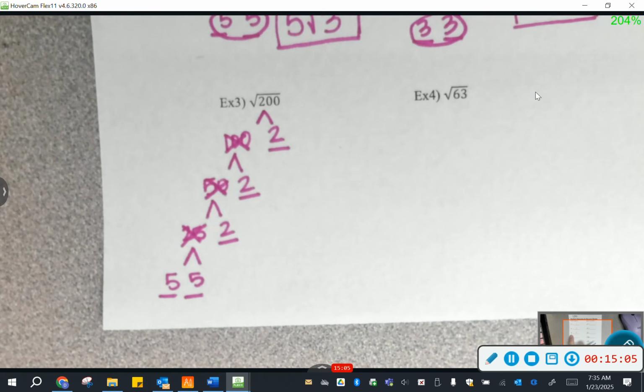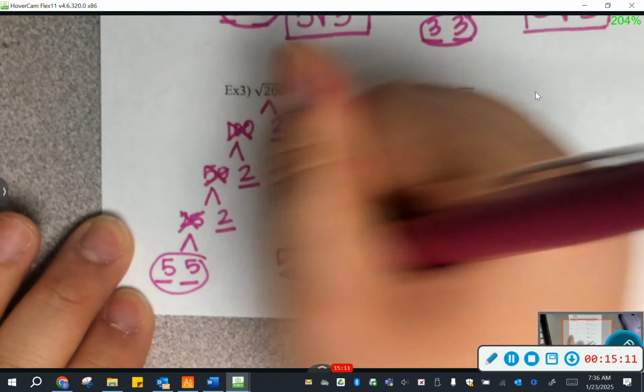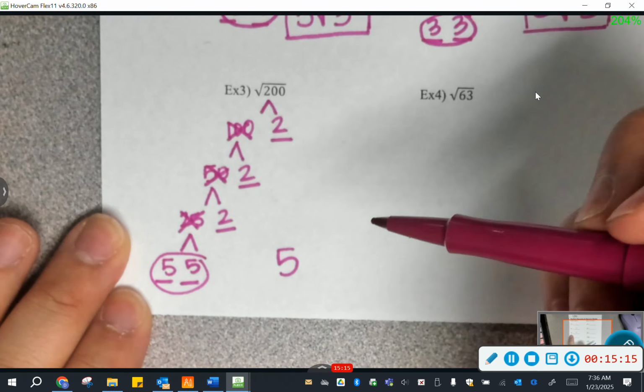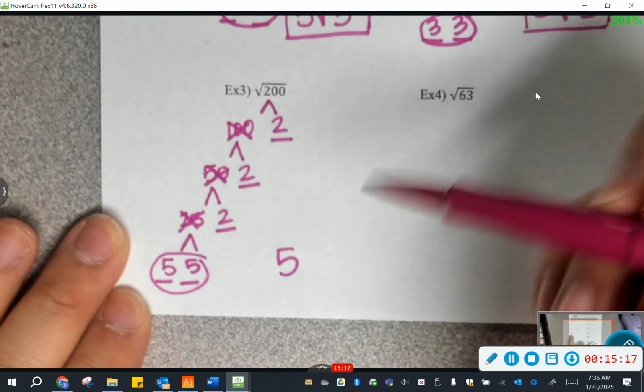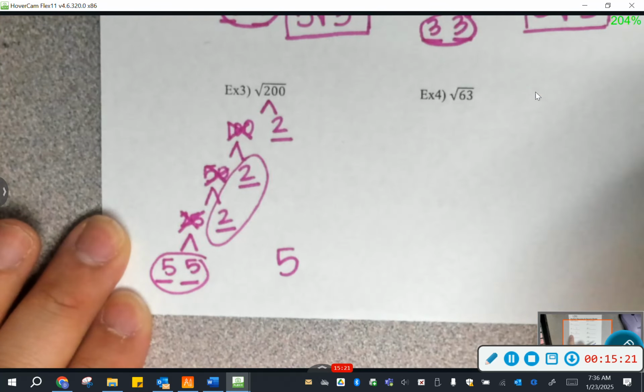Do I have any pairs? What do I have a pair of? I have a pair of 5s. I'm going to write 5. But I have another pair. Do y'all agree I have triplets? We don't want triplets. We just want pairs. So I'm just going to circle this pair of 2s.